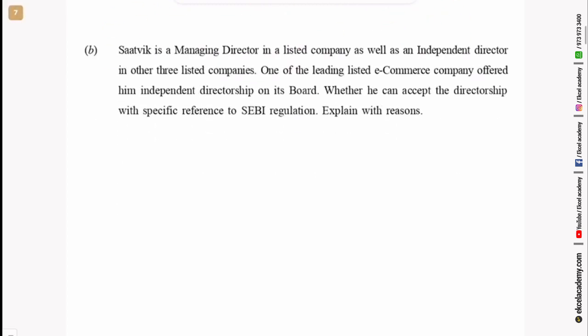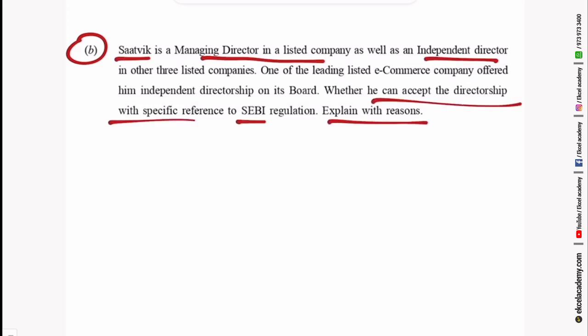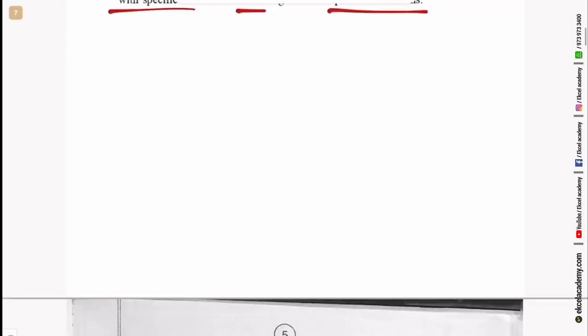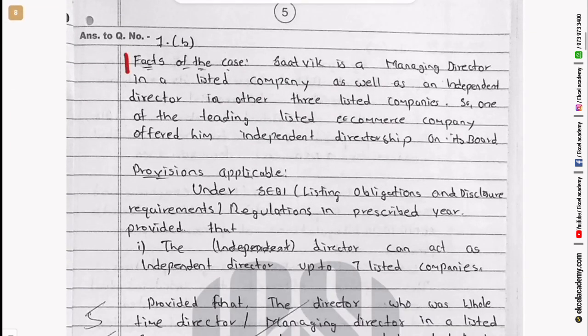So Uday or any student who has scored 60 plus has basically done a lot of hard work, and that is why they have got the results. So the next question is about a case where they've asked, there is one Mr. Satvik, managing director and independent director, and then they've asked about the number of directorships. So whether he can accept directorship in the new company which is beyond the limits. Okay, so this is what has been asked. So when we look at it, first again, see the wonderful presentation. He has given the facts of the case.